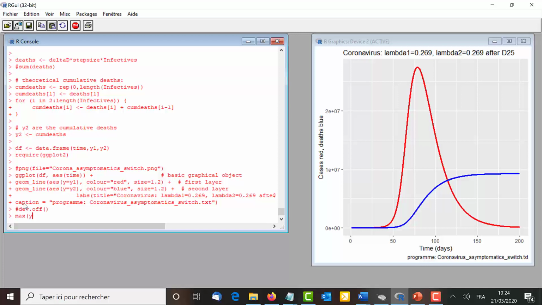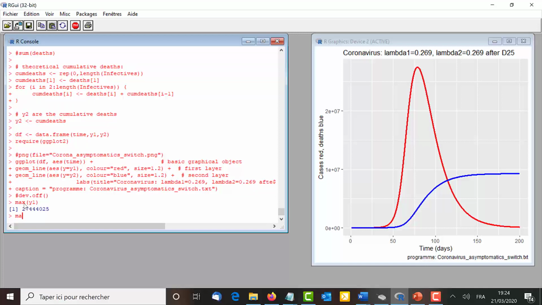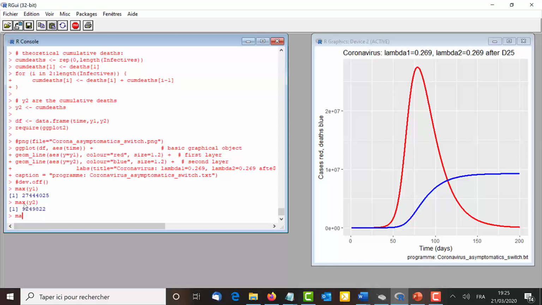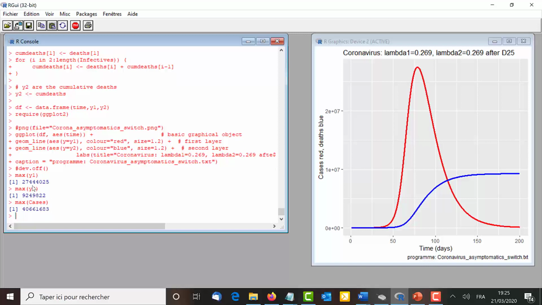If we look at max of Y1 and max of Y2 and the max of my cases, then I have 27 million infectives. So it looks like I've dropped down from 46 to 27. I have 9 million deaths. I have 40 million cases because of my asymptomatic patients. So let's go back to the class notes.